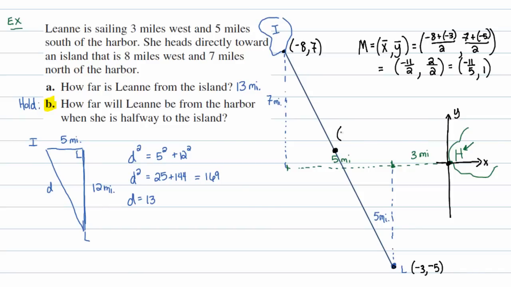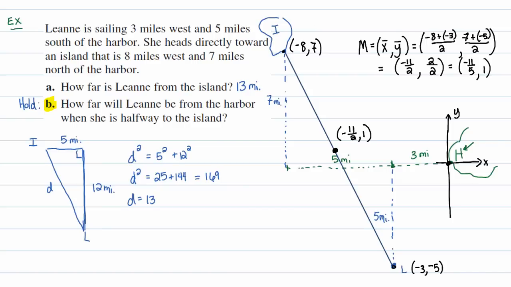So this point right there is the halfway point, the midpoint between her original location and the island, and that is at (-11/2, 1). And really, that's not what the question was asking. It's asking how far will she be from the harbor at this point. So what's her distance from the harbor? See how detailed this question is.